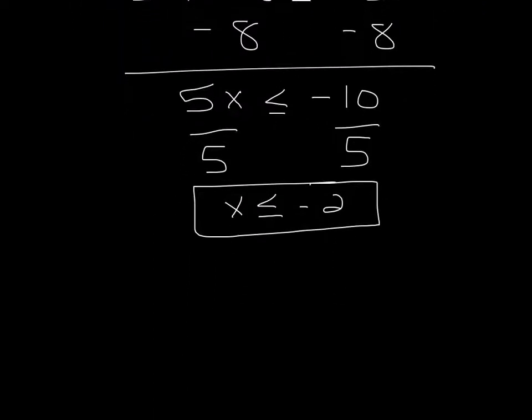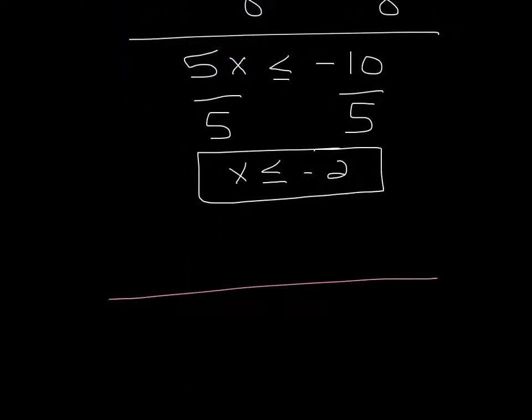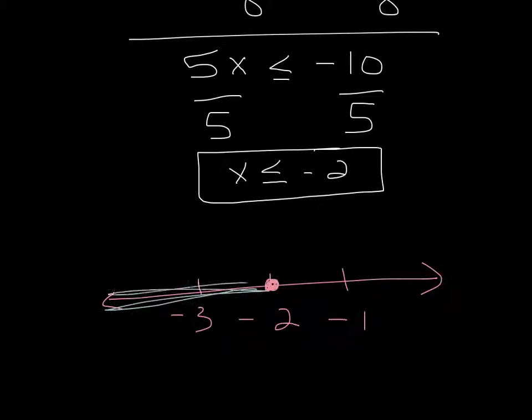However, we need to graph this, and so on my number line, I'll put negative 2, negative 1, and negative 3. And this said x was less than or equal to negative 2, so you're going to color in negative 2. And it's saying all values that are less than negative 2. So you'll actually shade this to the left, going this direction.